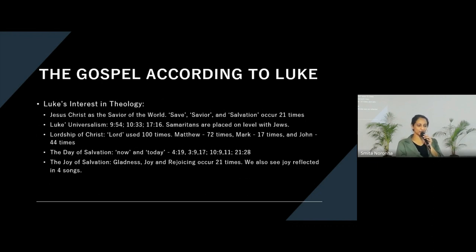What we talked about before, universalism, that the gospel is for all people, not just for the people of Israel or the Jews. So much so that he even places Samaritans on the same level as Jews. So we see the story of the Good Samaritan narrated in the Gospel of Luke, where the Samaritan is the one who is elevated as someone whose example is to be followed, right? So here we see that there's no elevation of Jews above Samaritans or over any other group of people.